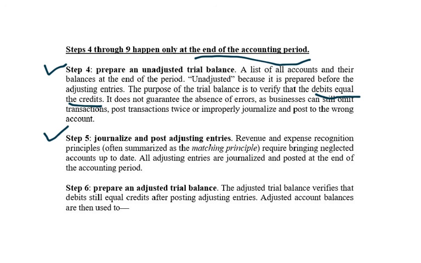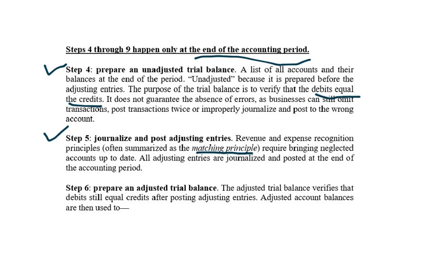So now you can safely move on to step 5, which is to journalize and post adjusting entries. And usually that also involves a bit of a data collection process to get the basic information of what you need to actually adjust at the end of the accounting period. And again, what you have here is the culmination of revenue and expense recognition principles. This is often summarized as simply the matching principle, meaning we're just trying to match the expenses that were incurred during the period with the revenues that were earned during the period. So that's all it is.